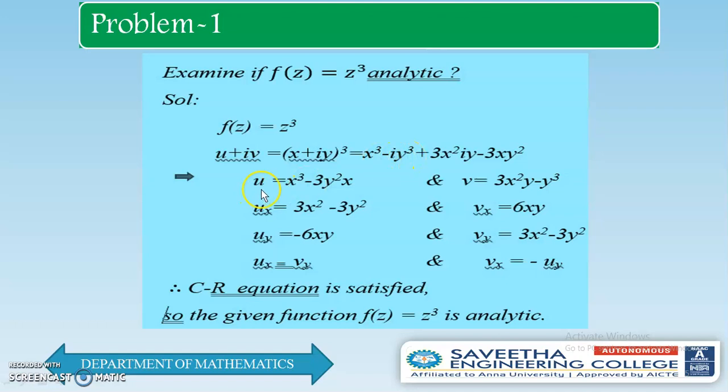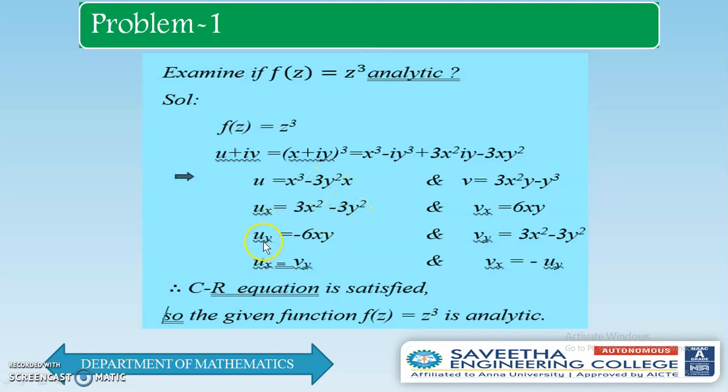Therefore we can take u equal to x cube minus 3y square x, and v equal to 3x square y minus y cube. Next we differentiate with respect to x. What is ux? The differentiation of x cube is 3x square, minus the differentiation of 3y square x. With respect to x, the differentiation of x is 1, so we write 3y square as it is.